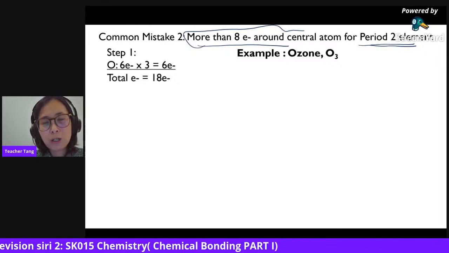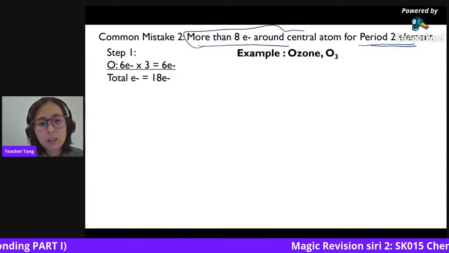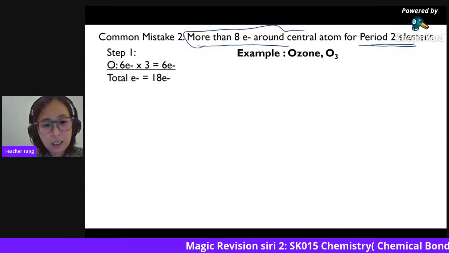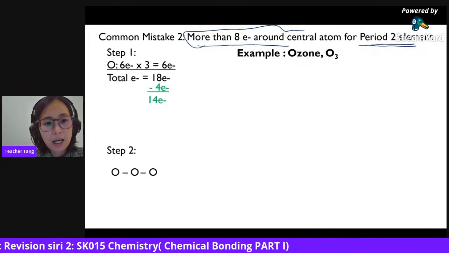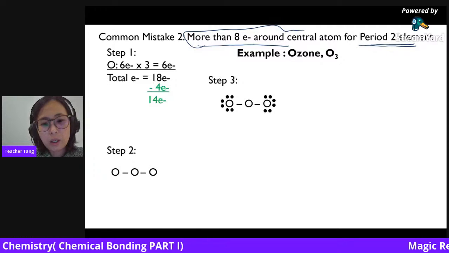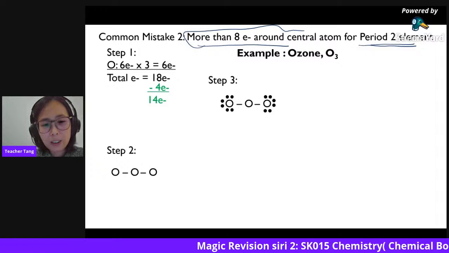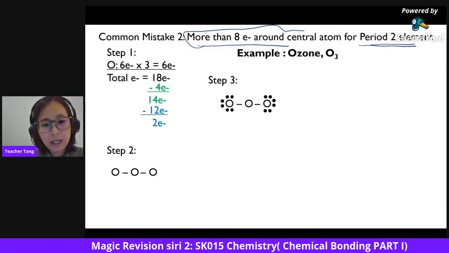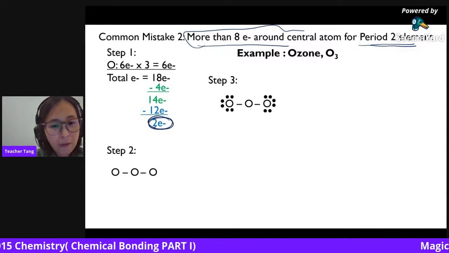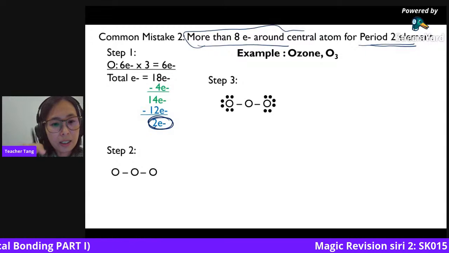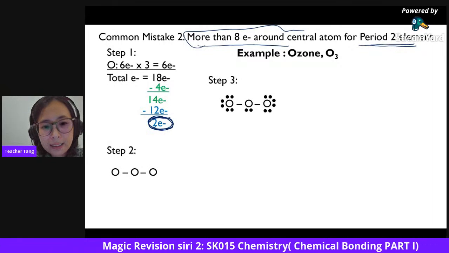To determine which structure is the most plausible Lewis structure for ozone, again in step 1, we calculate the total number of valence electrons, and here we have 18 electrons. In step 2, we draw the skeletal structure, and in step 3, we make the terminal atoms octet. After step 3, can you see that there are 2 electrons remaining? These 2 electrons must go to the central atom.